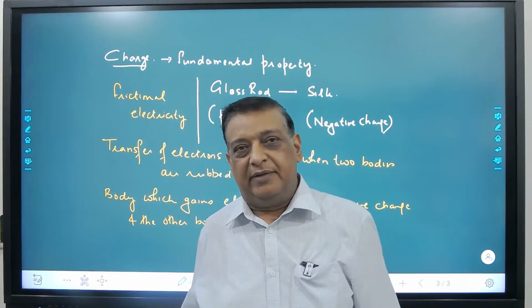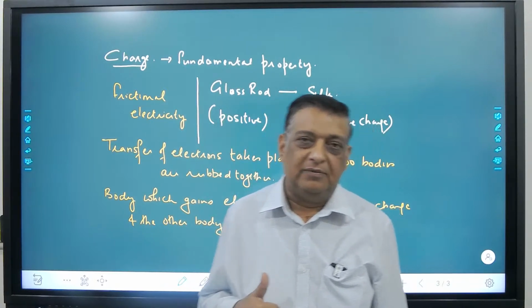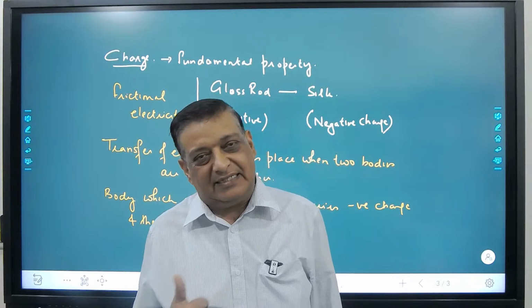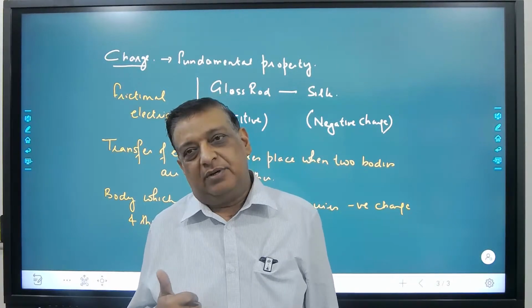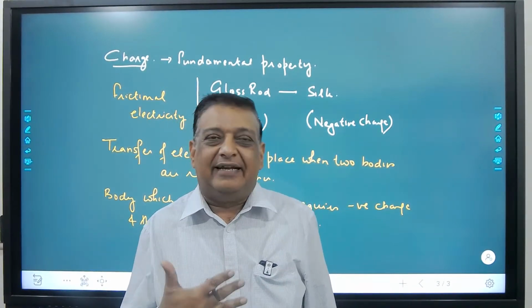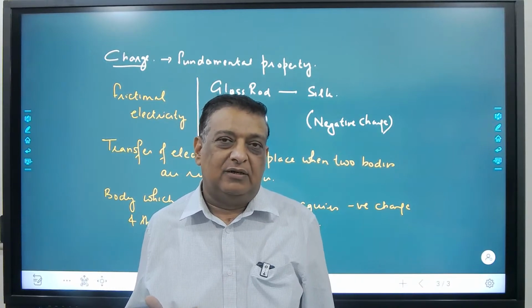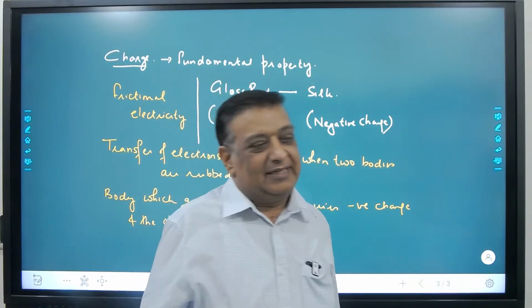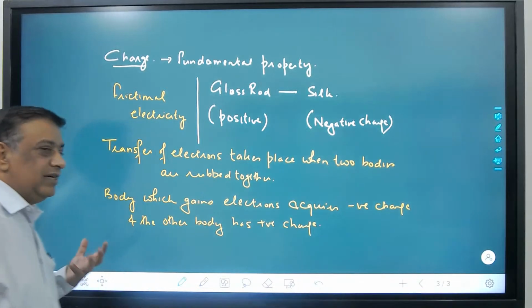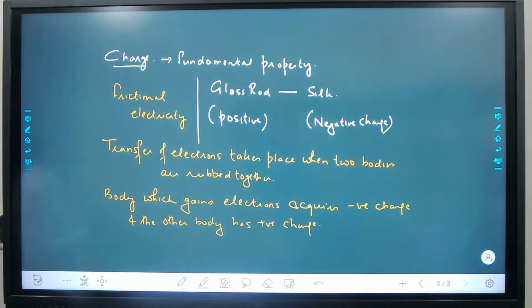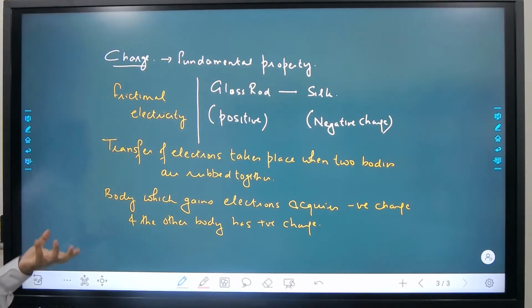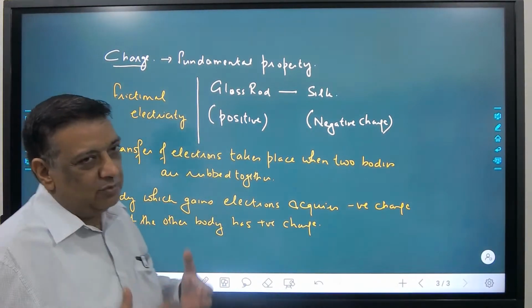Whereas the other body, which is also initially neutral, when it gains electrons, the net negative charge becomes more than the net positive charge. So we say that it has a negative charge. So it's not that when a body is neutral, it doesn't have charge. A neutral body has an equal amount of positive and negative charge. By gaining electrons, the net negative charge becomes more, and by losing electrons, the net positive charge becomes more. That's how the bodies get charged.